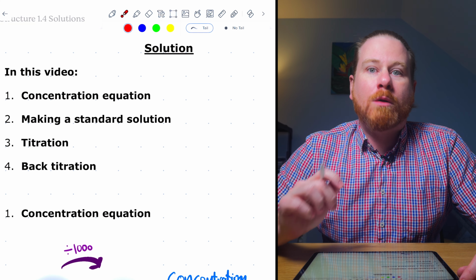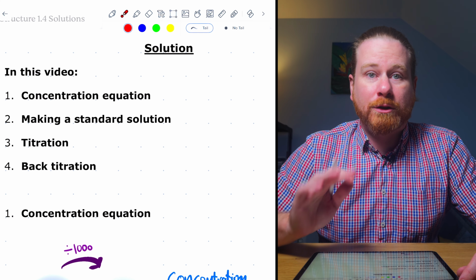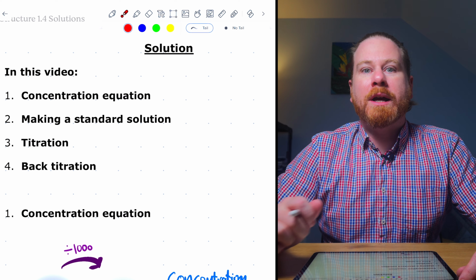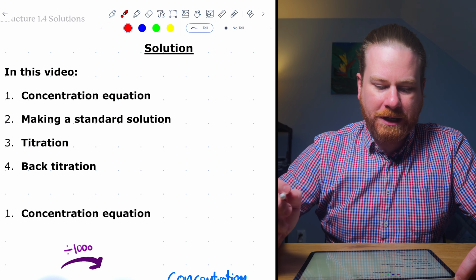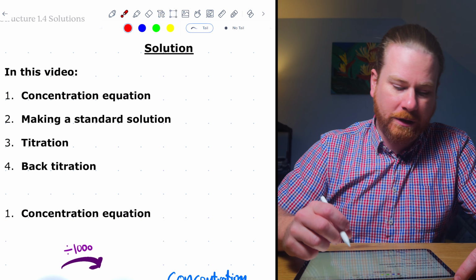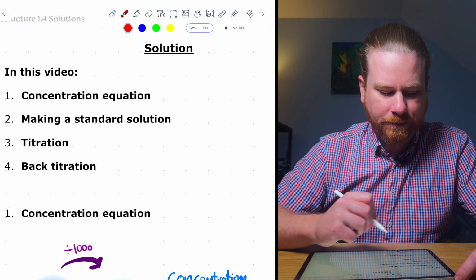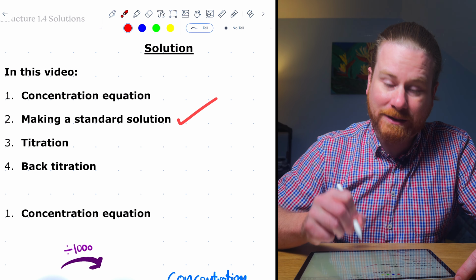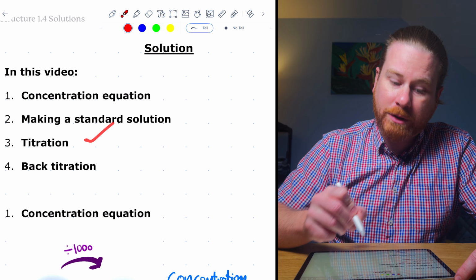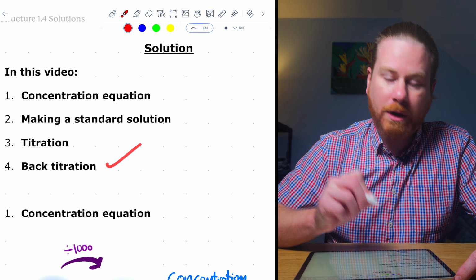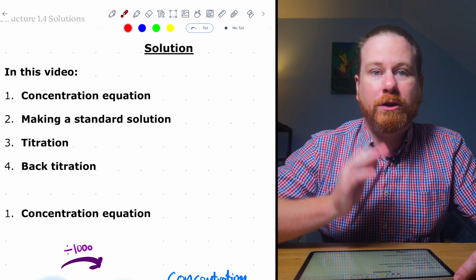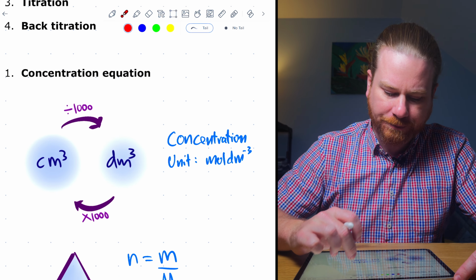Today we will look at how moles work in solutions, or to say it in a fancy chemistry way, molar concentration. So in this video we're going to be looking at the concentration equation, making a standard solution, titration followed by back titration.